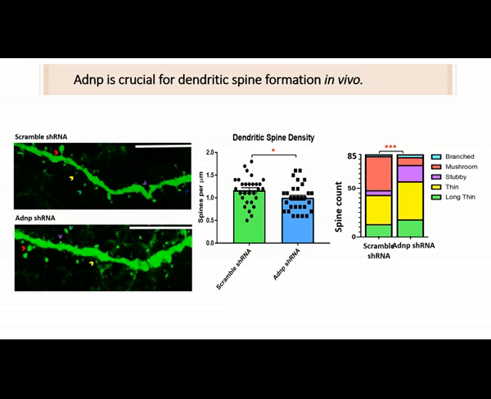Our next interest is whether Admp deficiency affects spine formation and morphology. Using P15 samples, we analyzed the spine density and morphology, which relates to maturity. Admp deficient neurons had fewer spines. The control neurons had more mature type spines, such as mushroom shape. But Admp deficient neurons had more immature spines, such as stubby and thin shapes. This data suggests that Admp deficient neurons could receive less inputs.